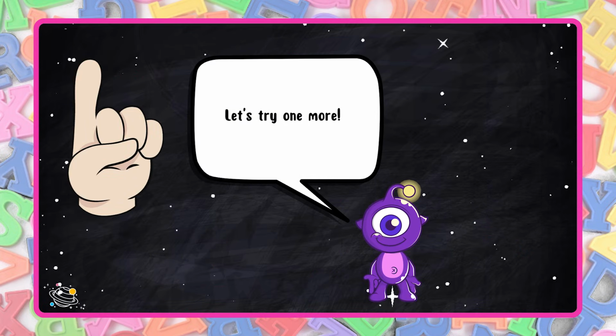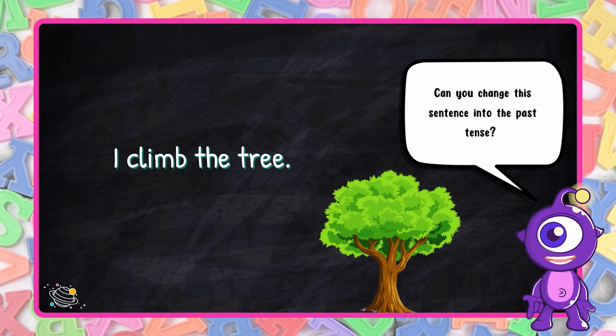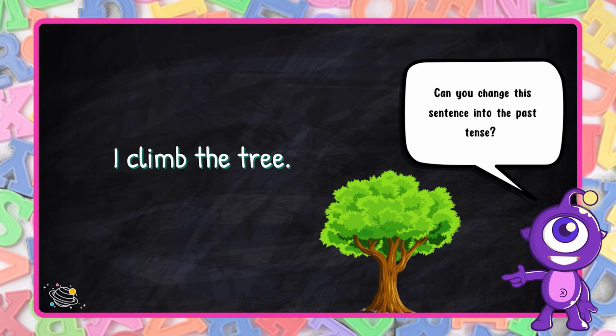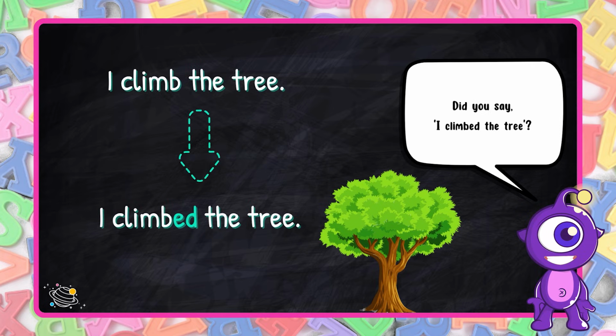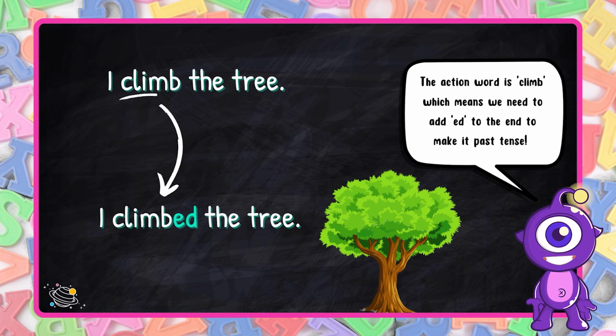Let's try one more. Can you change this sentence into the past tense? I climbed the tree. Did you say, I climbed the tree? The action word is climb, which means we need to add ed to the end to make it past tense.